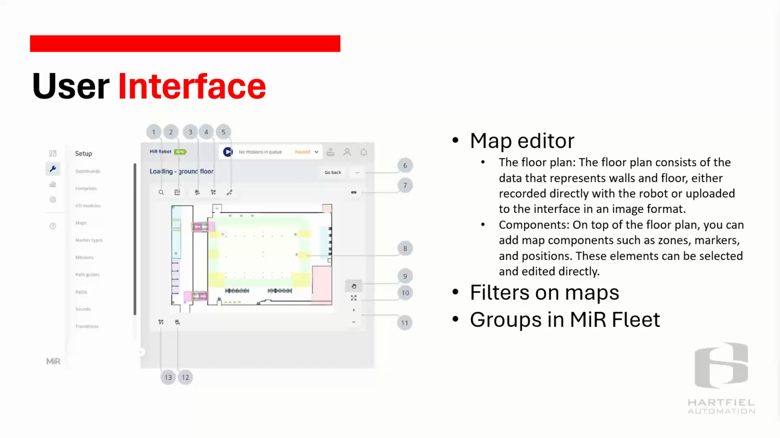There's also been some changes in the groups on MiR Fleet. There's now a separate page for organizing charging groups, robot groups, and staging groups. So it makes the robots easily identifiable to which group they're in. That way you can pick and choose which robots you want to complete which missions, as well as organize them accordingly.